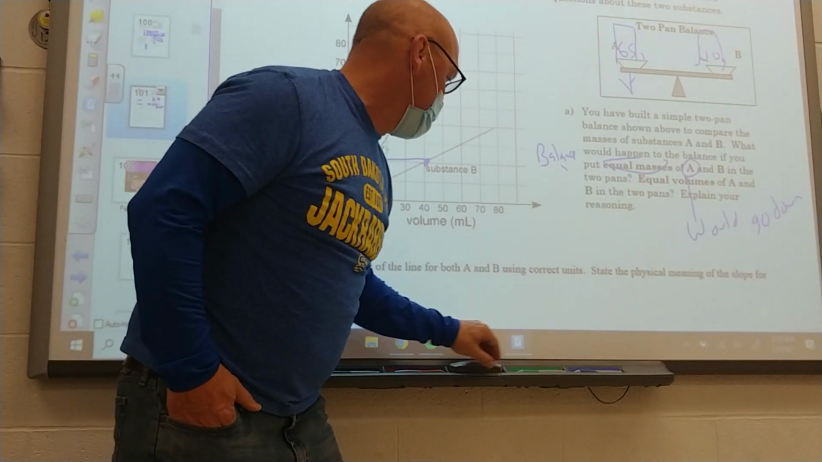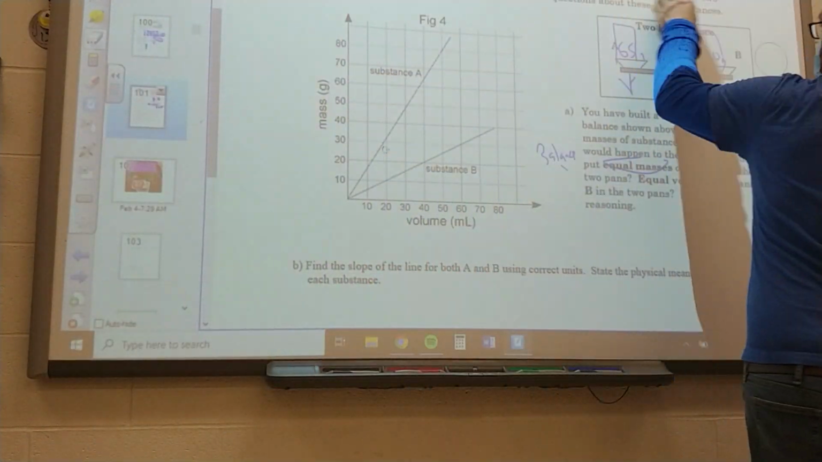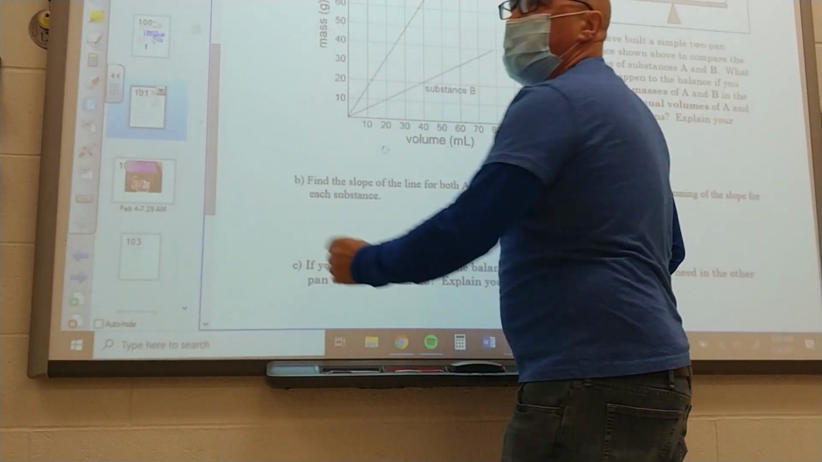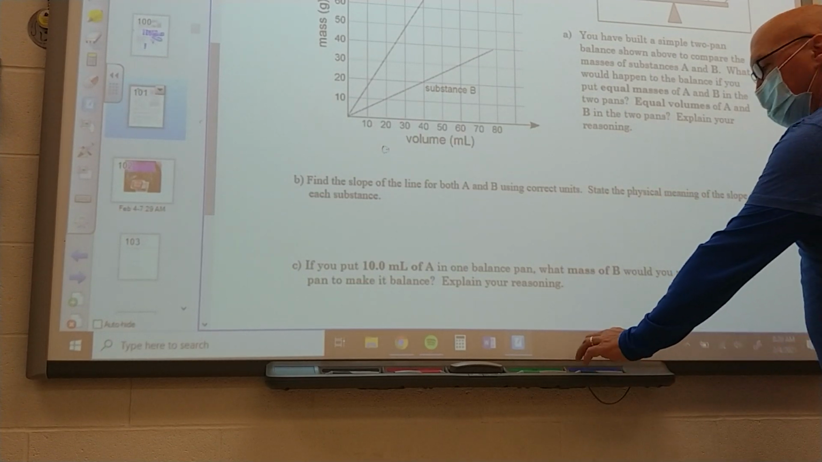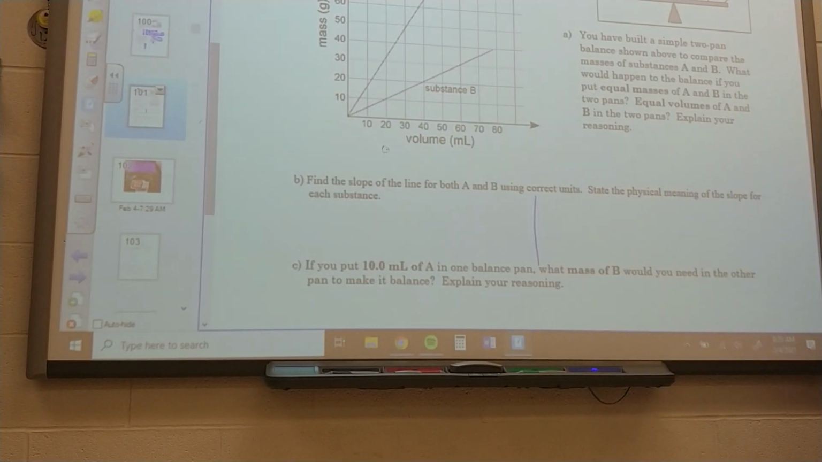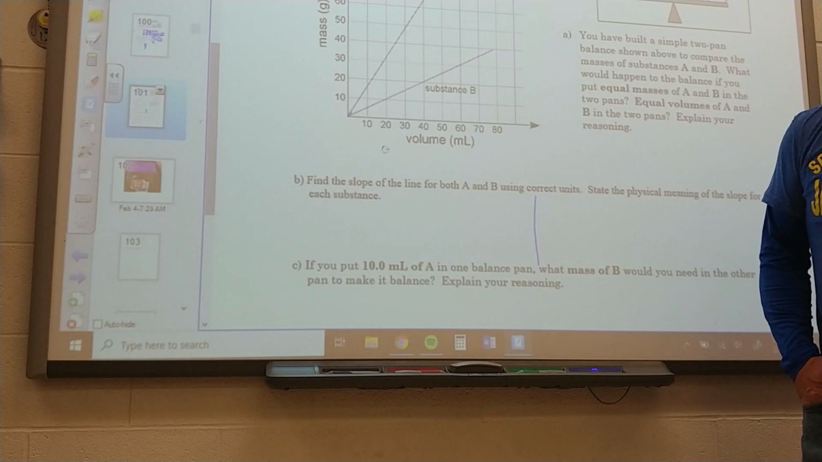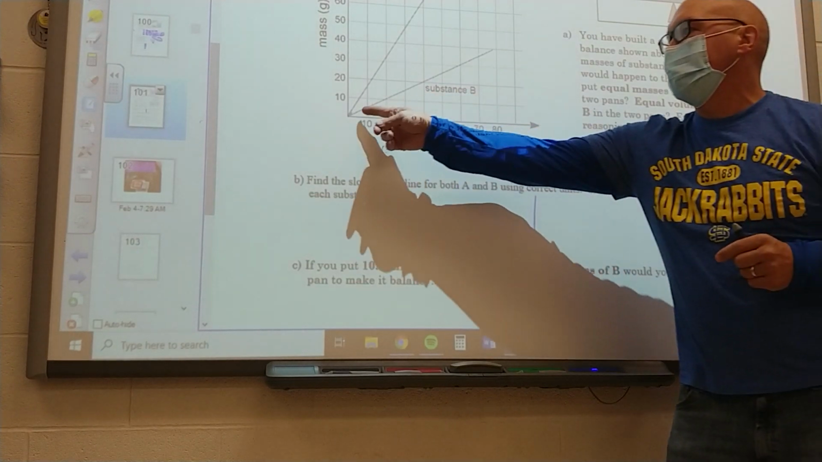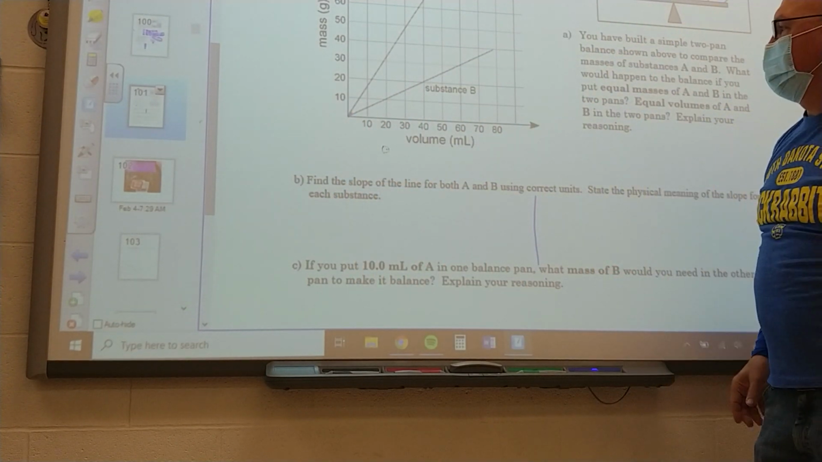Okay, next part. So now we're analyzing the graph. I can't do these in my head very well. First, find the slope for both A and B. Remember how to do slope? The nice thing is, since they all go through 0, 0, we don't need y2 minus y1 over x2 minus x1. Since this is 0 and this is 0, all we need to know is one point. Substance A.